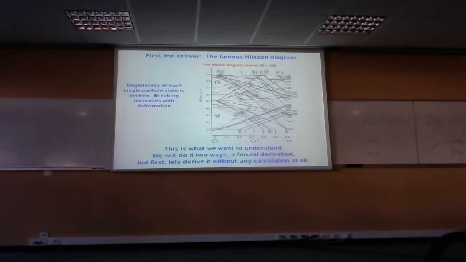We're going to do it in 2 ways. A formal derivation, which I'm going to go through very quickly later on because it's in every textbook and there's nothing I can say that you can't see in the textbooks. But first I want to derive it without any calculation whatsoever. This is a slight lie. You have to be able to calculate a cosine, but that's all.